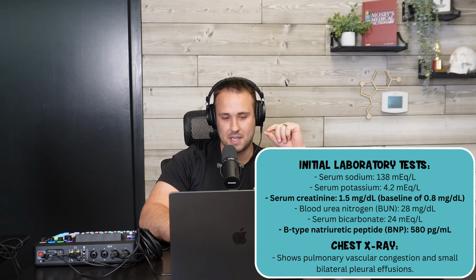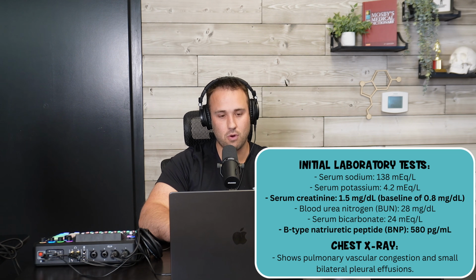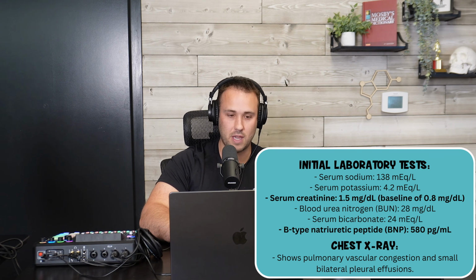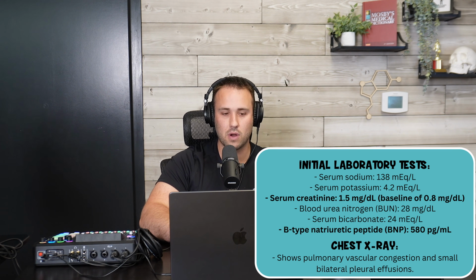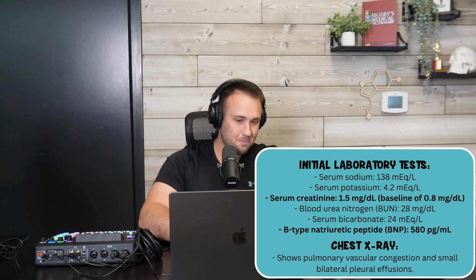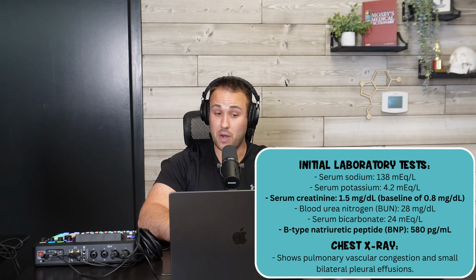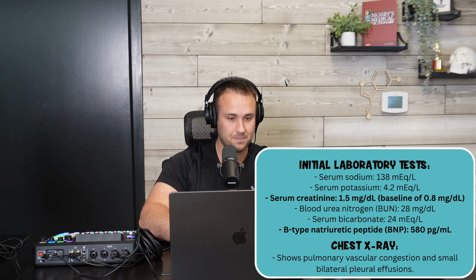So initial lab testing now, we have the serum sodium is 138, potassium is 4.2, serum creatinine is 1.5 with a baseline of 0.8, BUN is 28, bicarb is 24, and we have a BNP level of 580. Okay. Chest x-ray reveals pulmonary vascular congestion and small bilateral pleural effusions.